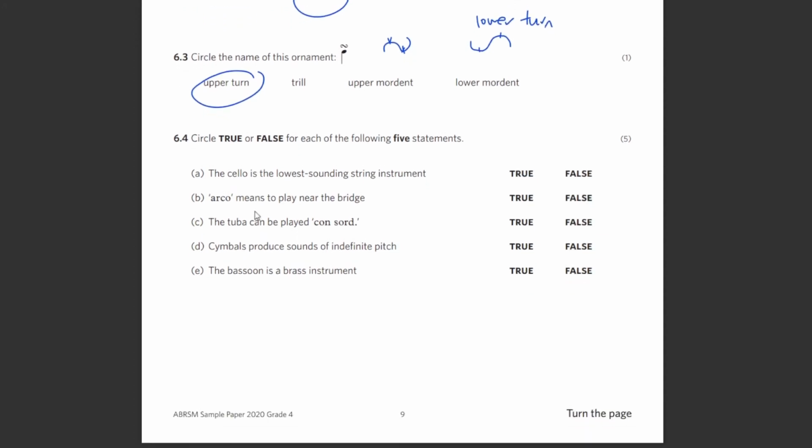Next, circle true or false for each of the following 5 statements. The cello is the lowest sounding string instrument. It is false. The double bass is even lower than the cello. Arco means to play near the bridge. No, arco means to use the bow.